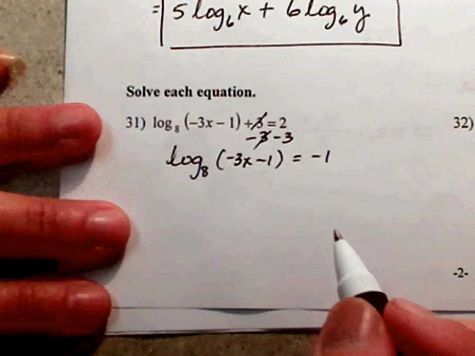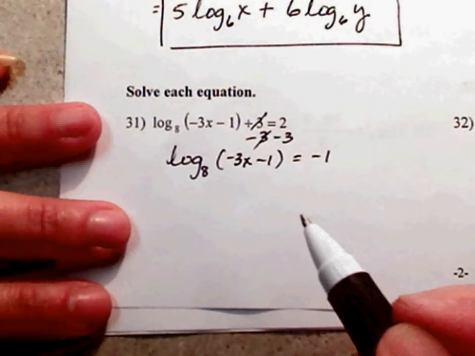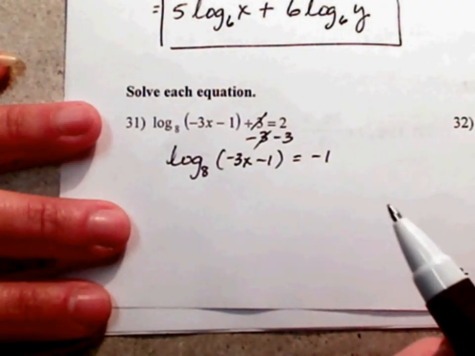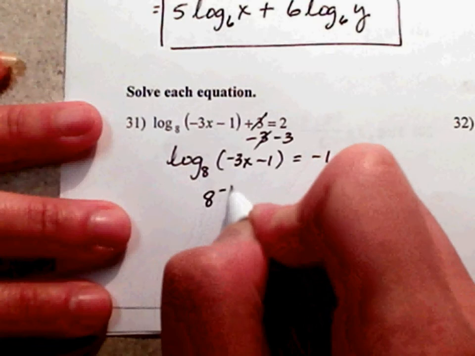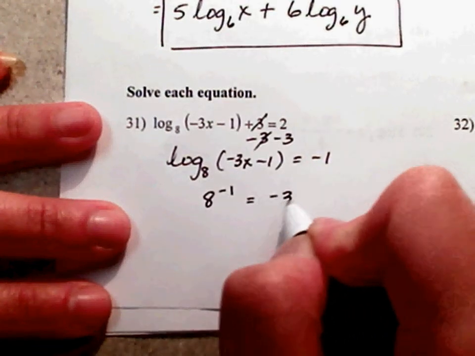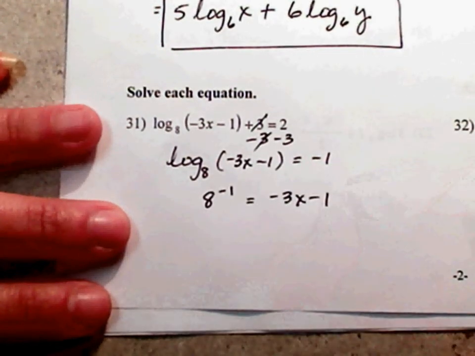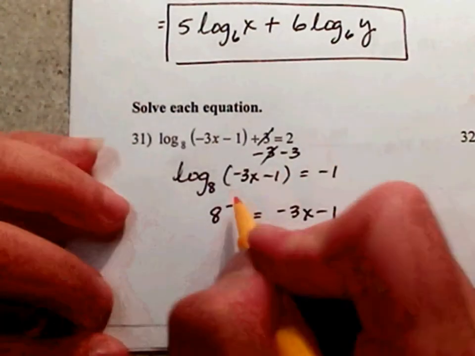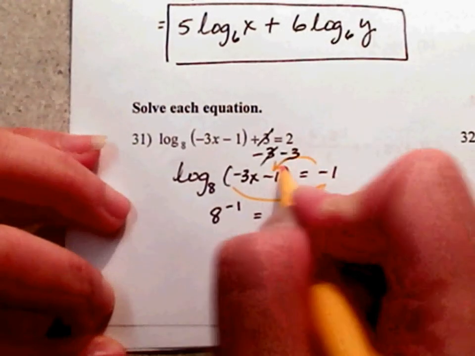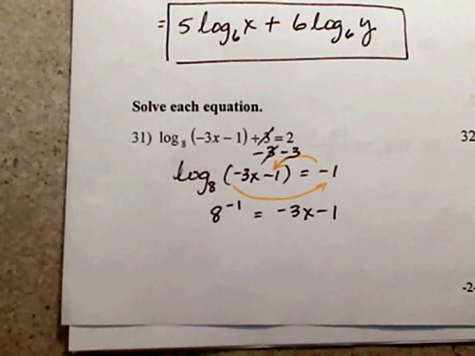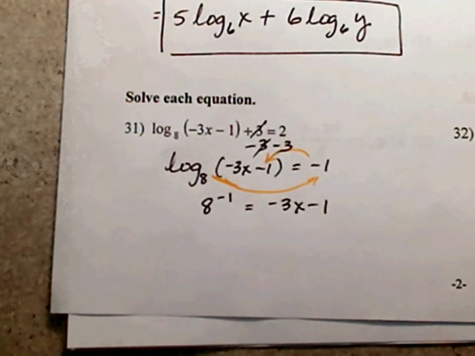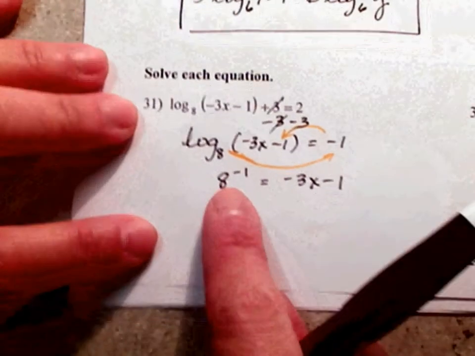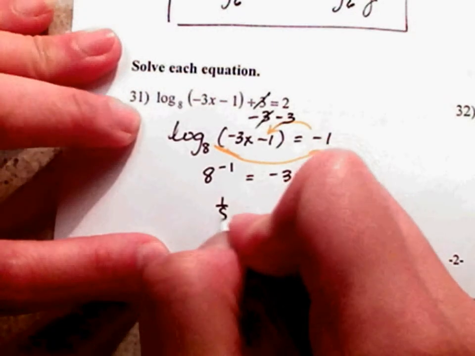Get rid of your log. So what is that going to be? I'm going to write it as my exponent. So you're going to have 8 to the negative 1 is equal to negative 3x minus 1. I will draw my little arrow. Some of you can ignore it, but it might help some of you. So there you have, okay? That should have been 8. All right, right there. 8 to the negative 1 is the same thing as 1 over 8 is equal to negative 3x minus 1.